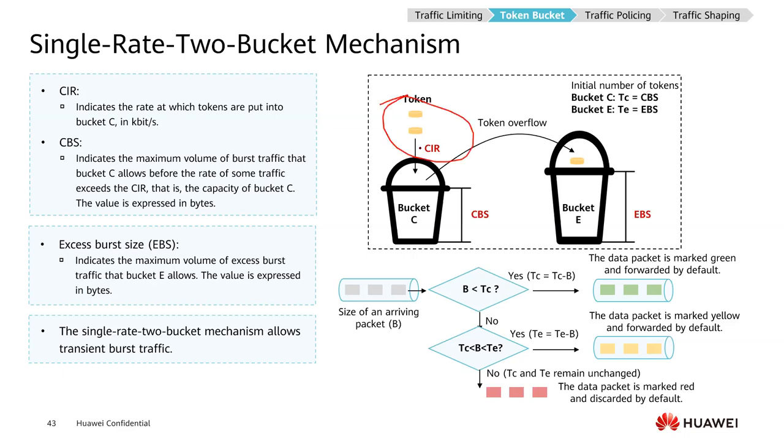At first, based on the CIR, the committed rate, the device will put tokens into the C bucket. And if this C bucket is full, for example, this CBS is 100, the exceeded tokens will overflow to the E bucket.